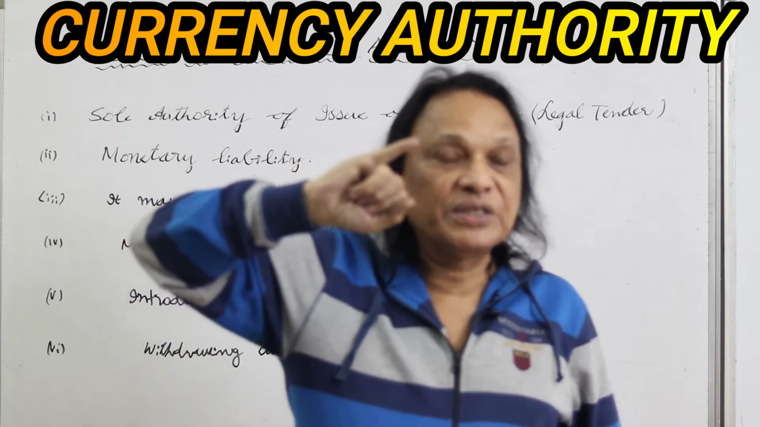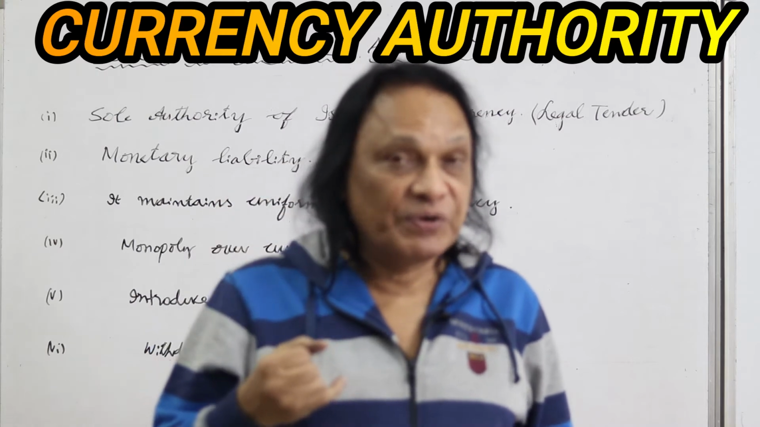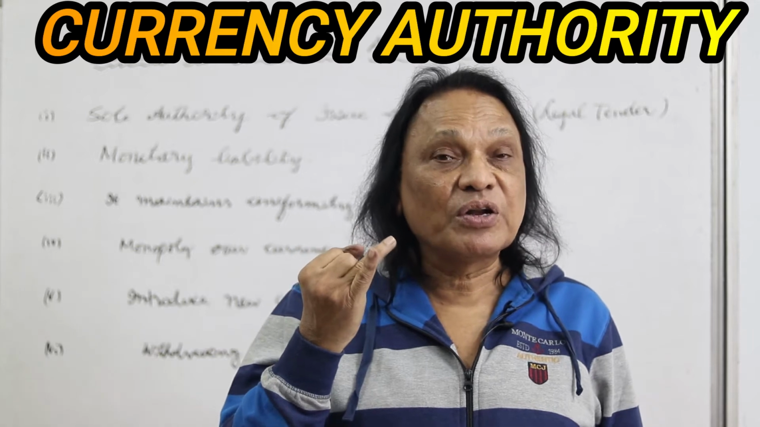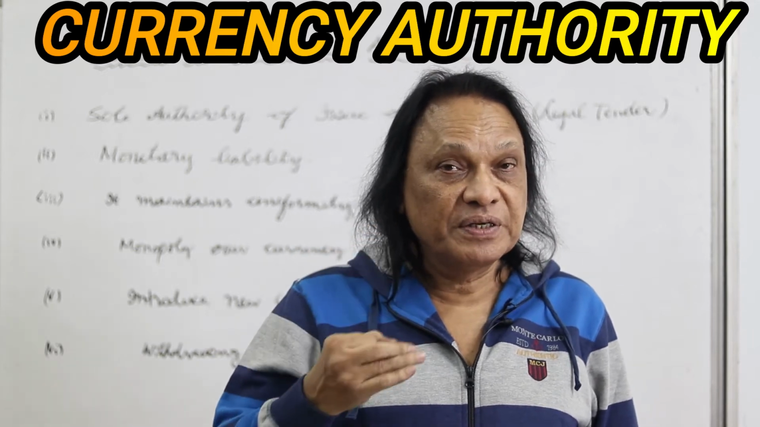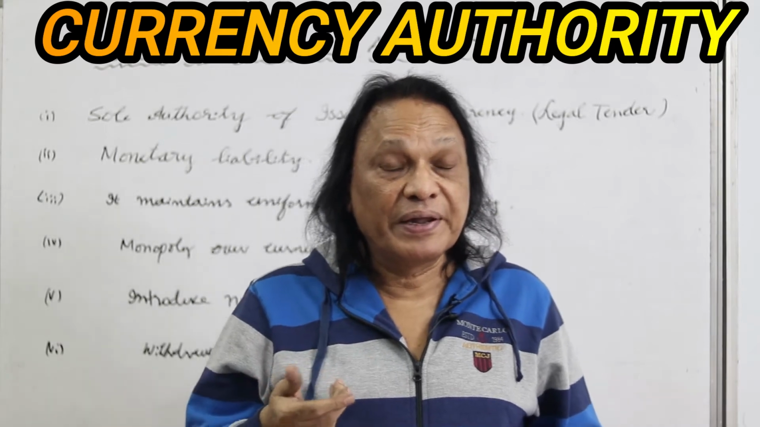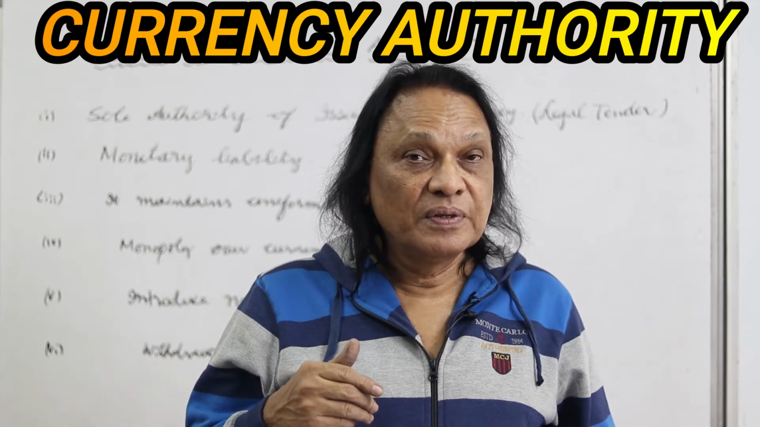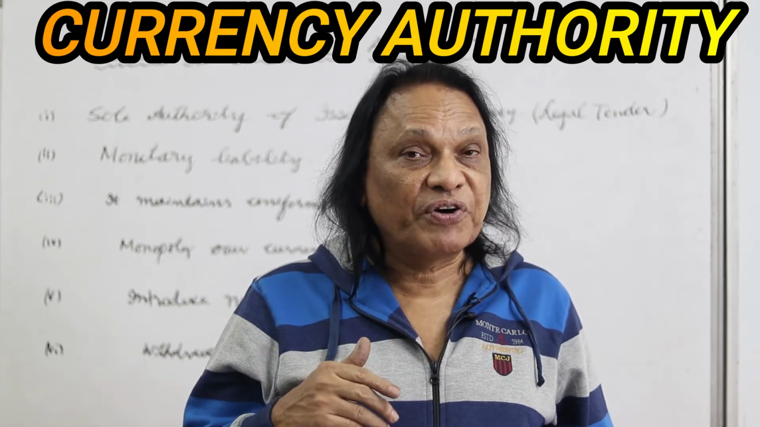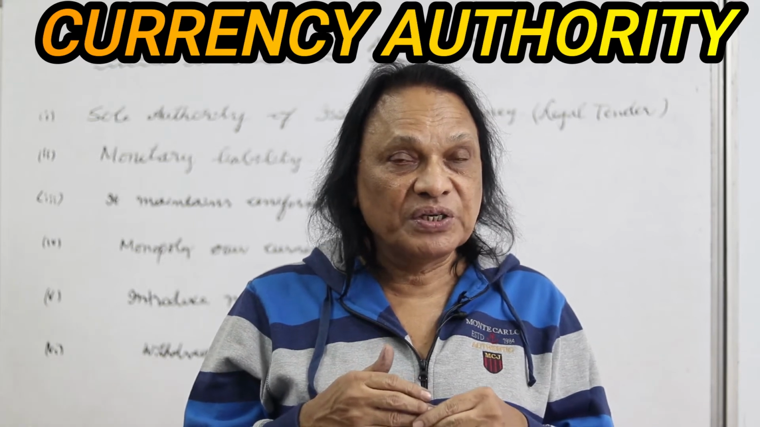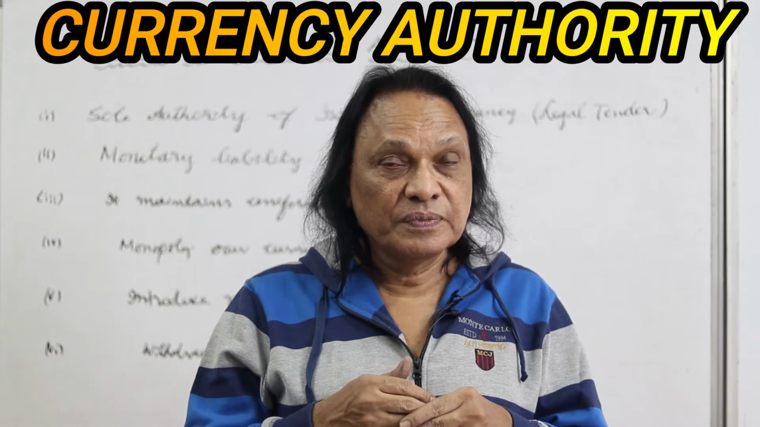Number 1 is issue of monetary authority, that is issue of currency notes. Number 2, banker of the government. Number 3, banker's bank. Number 4, a lender of the last resort. And number 5, custodian of the foreign exchange. And the last point is monetary policy, credit control and credit expansion.